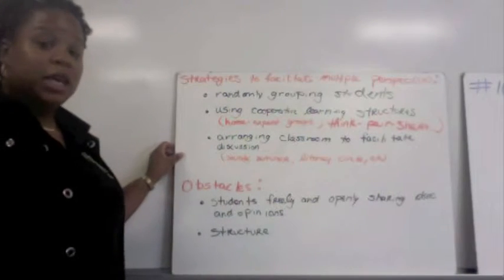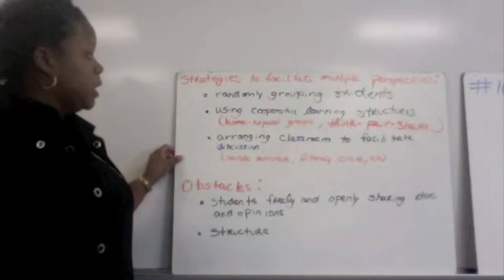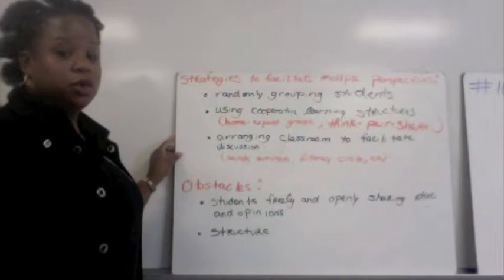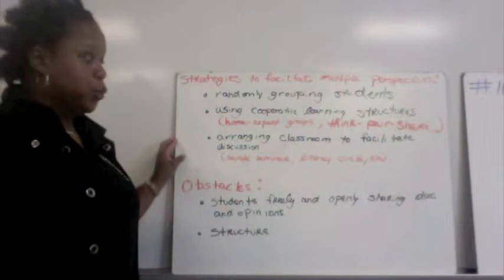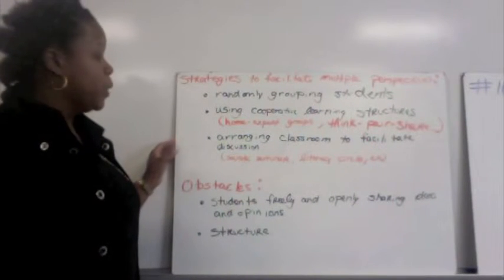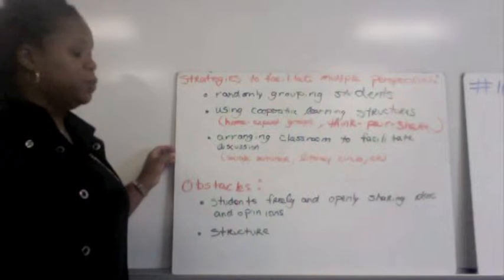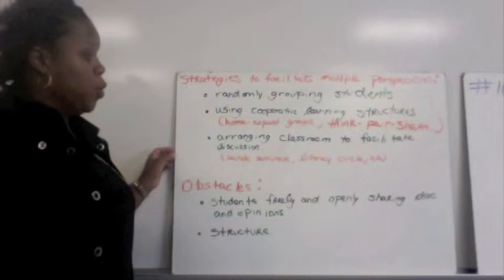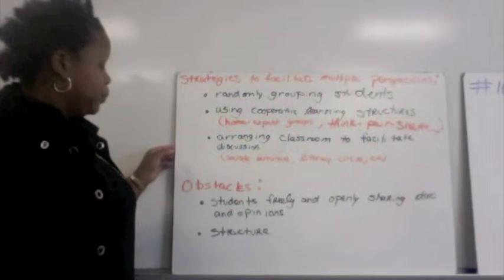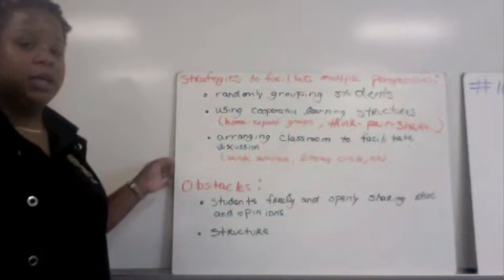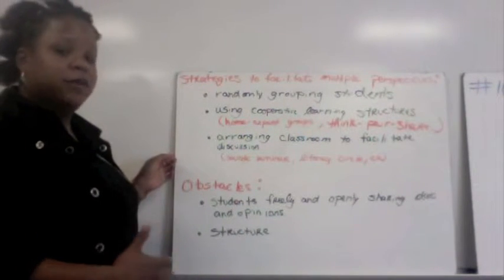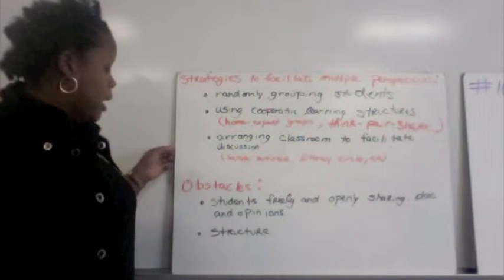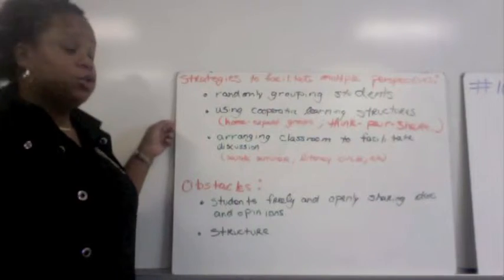Strategies to facilitate multiple perspectives are randomly grouping students, using cooperative learning structures such as home expert groups or think, pair, share, and arranging classrooms to facilitate discussion like a Socratic seminar or literacy circles. Obstacles would be getting students to actually feel open and free enough to express their opinions or their ideas. And another obstacle could be structure.